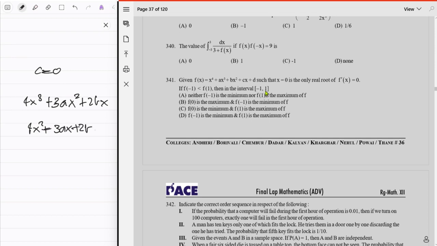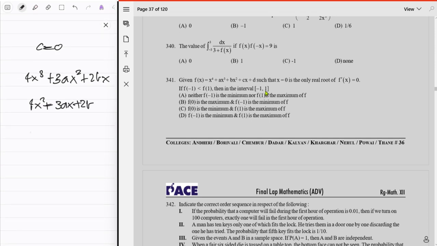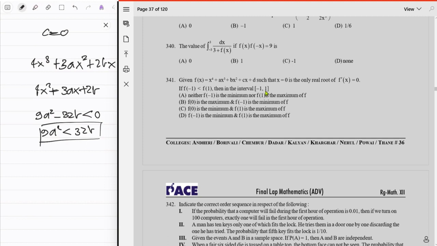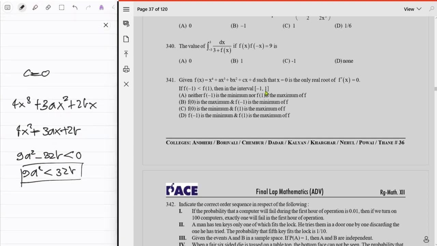This expression must always be positive, so the discriminant is 9a square minus 4 times 4 times 2b, which is 32b. This is basically negative. So 9a squared is less than 32b, not b square, just b, right? That's all we know, nothing else.